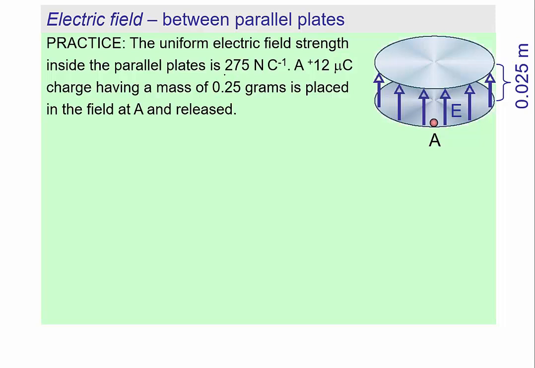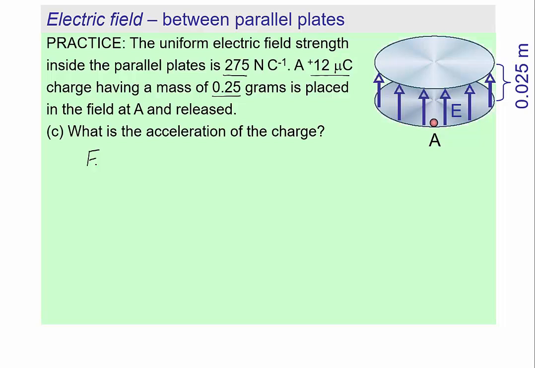Okay, so here we are again. It's exactly the same question: 275 newtons per coulomb as the strength of the field, positive 12 microcoulombs, and a mass of 0.25 grams. So the question this time is, what is the acceleration of the charge? Well, we know that the force upwards was, what was it, 3.3, I hope that's right, by 10 to the minus 3 newtons.